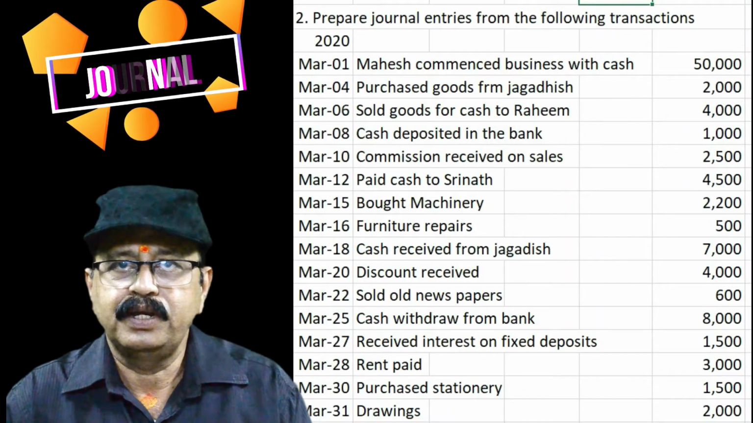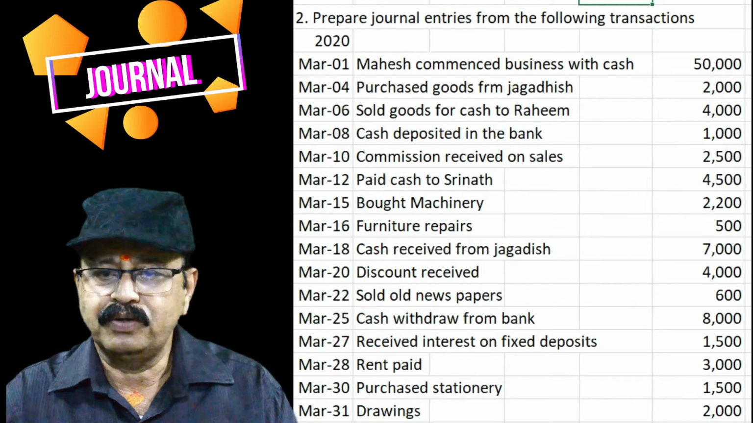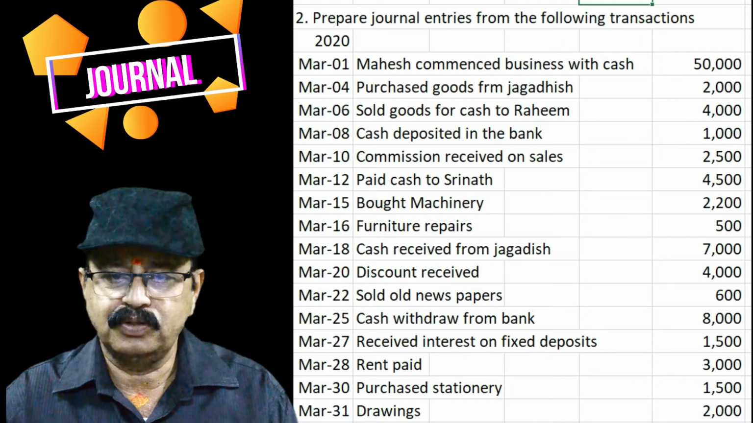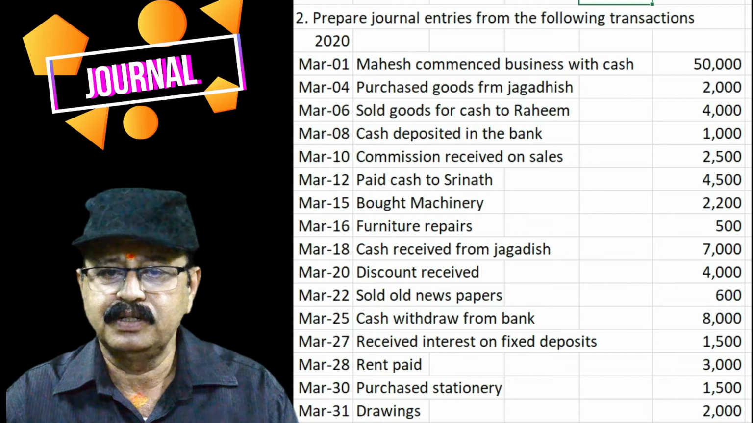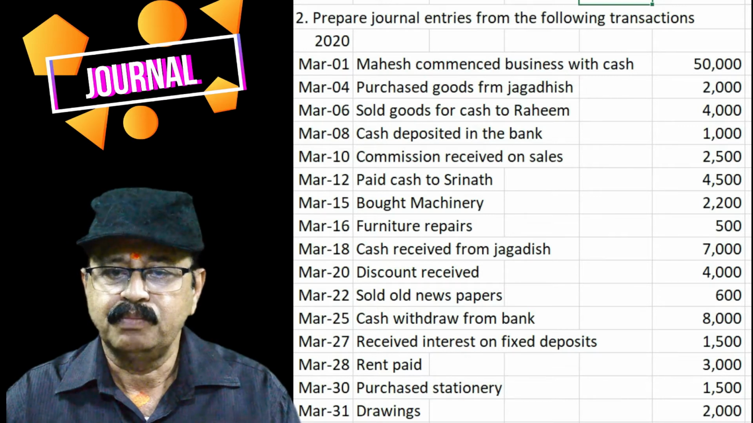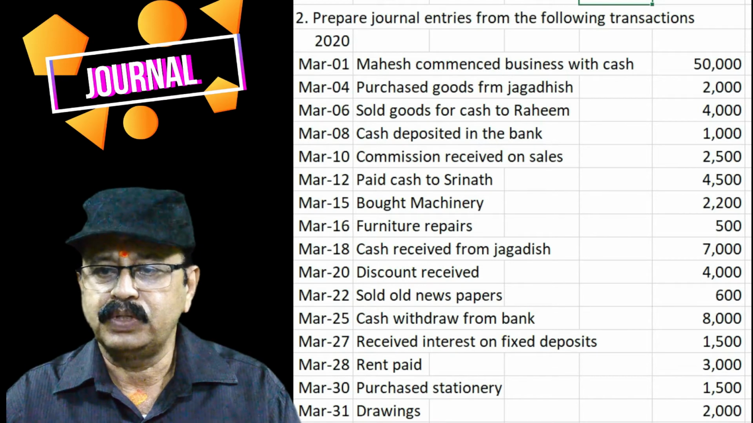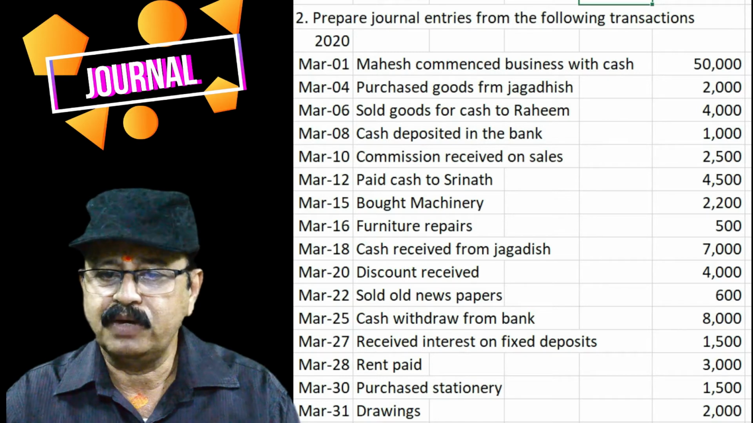Okay, here on the screen I am going to give one question. First I will read the question. Prepare journal entries from the following transactions, 2020. March 1st, Mahesh commenced business with cash 50,000. March 4th, purchased goods from Jagdish 2,000. March 6th, sold goods for cash to Rahim 4,000. March 8th, cash deposited in the bank 1,000.